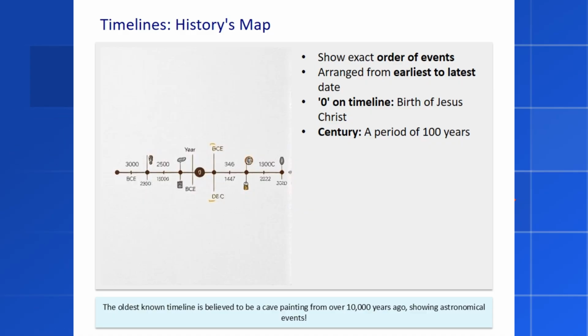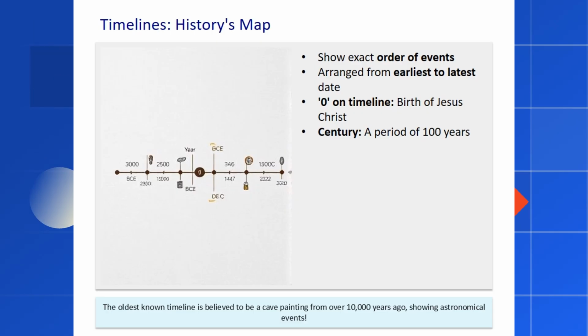Imagine a straight line. The central point on this line is usually marked as 0, which represents the year Jesus Christ was born. This system of counting years was first used in Europe. Remember, a century is a period of 100 years. So, when we say the year 2000 was the beginning of the 21st century, it means 20 centuries had passed since year 0, and we were starting the 21st block of 100 years.